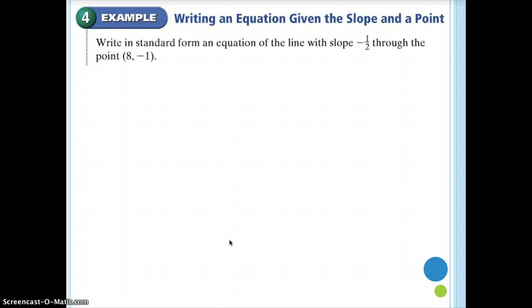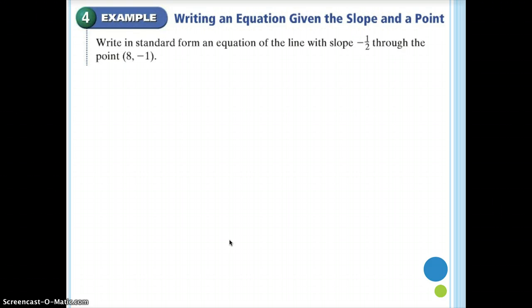Here's our first example. This one says write in standard form an equation of the line with the slope -1/2 through the point (8, -1). All right, first thing to notice about this question is that they're asking us for standard form, but they're giving us a slope and a point. They're kind of telling us which form we have to use first. We know that our answer will be in standard form, but they're giving us a slope and a point. So we're almost forced to use point slope form.